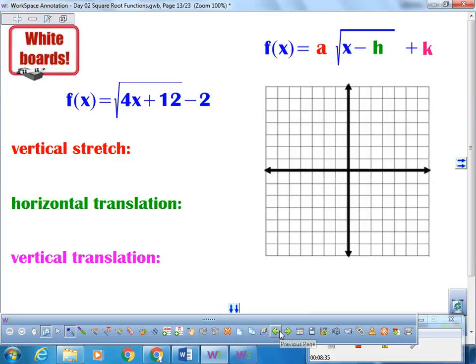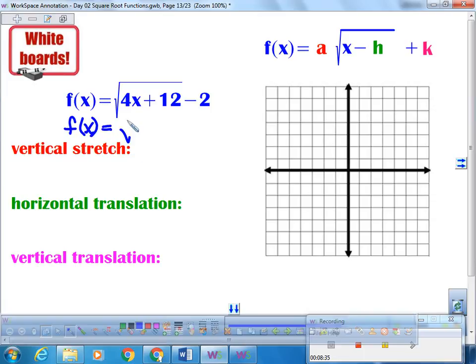Alrighty. Got this one. What am I going to do with that? Factor out the 4, right? Okay, I'm going to do this slowly. Okay, so square root, I'm going to pull out the 4. That leaves me with x plus 3, and then minus 2.